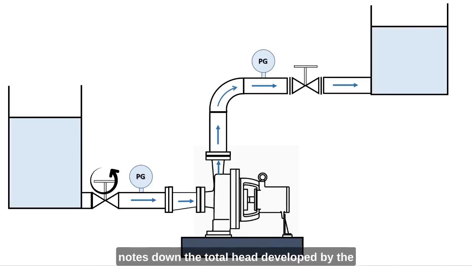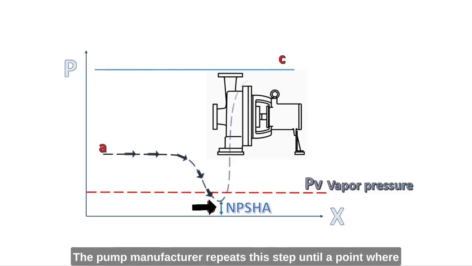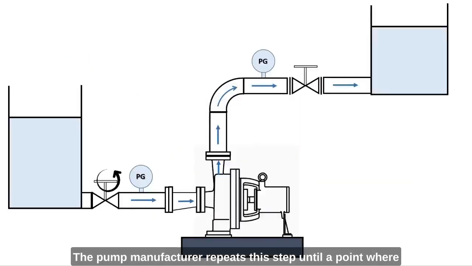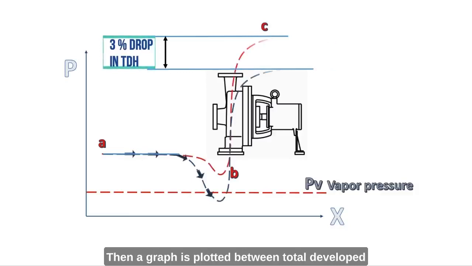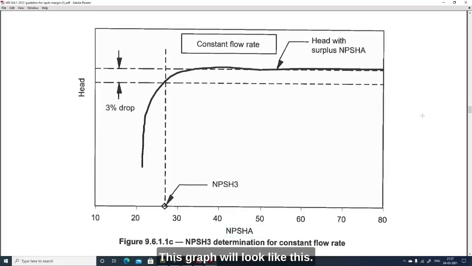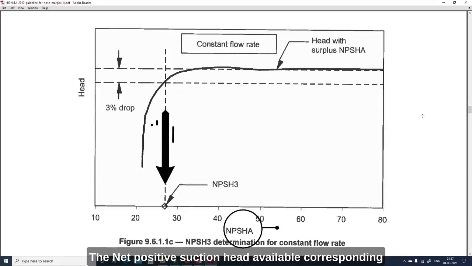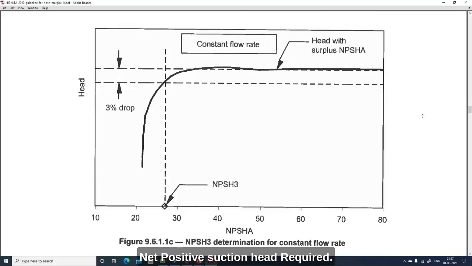pump manufacturer notes down the total head developed by the pump, and net positive suction head available. The pump manufacturer repeats this step, until a point where the total developed head decreases by at least 3%. Then, a graph is plotted between total developed head and net positive suction head available. This graph will look like this. The point A, marked on this graph, is where the total developed head reduced by 3%. The net positive suction head available corresponding to this point A is known as net positive suction head required. It is also known as NPSHr.